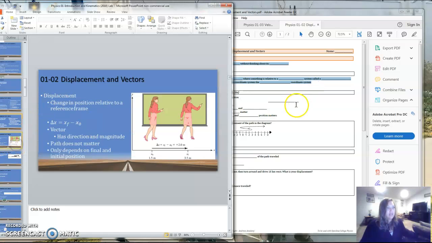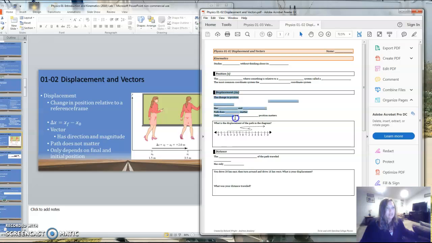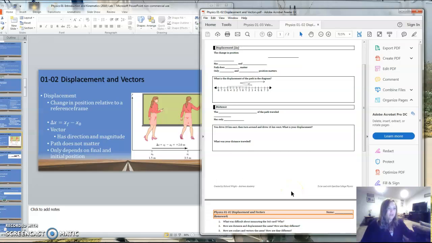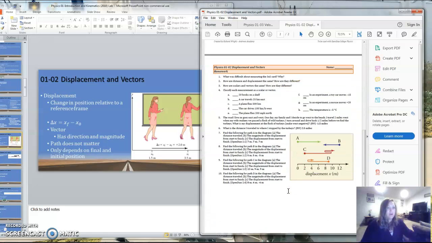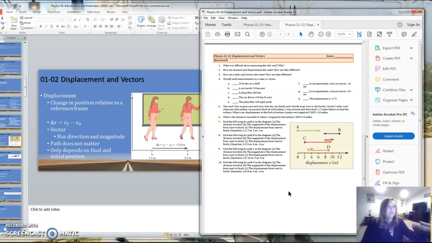The next slide is actually this next section through here. So hopefully that will help you get that. Most of the students told me they were just fine getting through that with the sub. It was this part, the homework questions on the back, that were challenging. We didn't do number 1 in class, so you're not expected to do number 1. Why is it difficult measuring a 3x5 card? We didn't do that, so you don't have to worry about that.